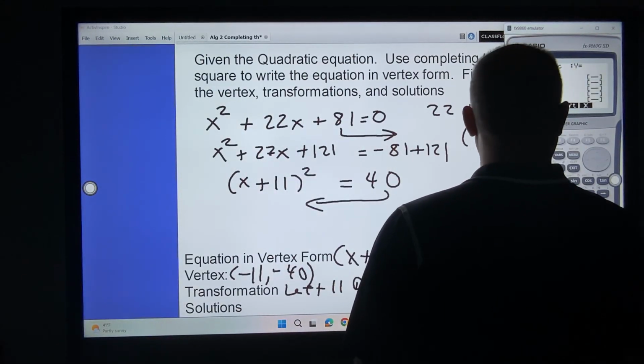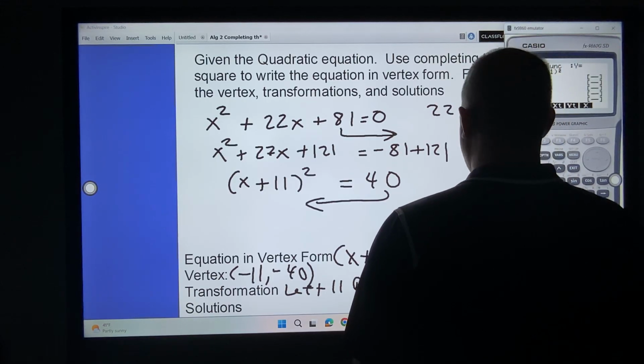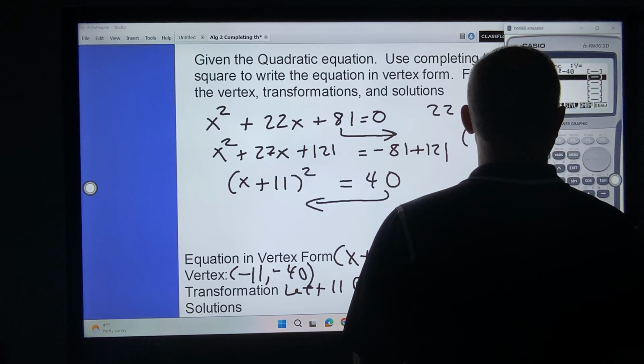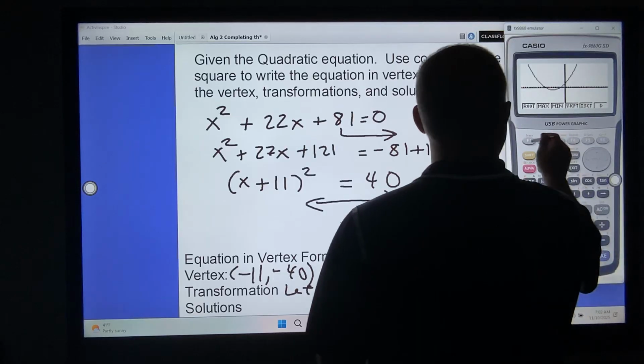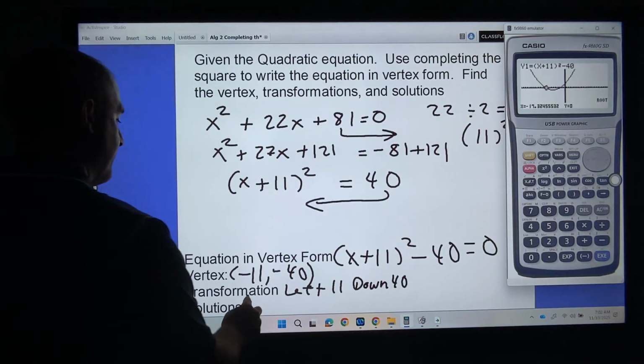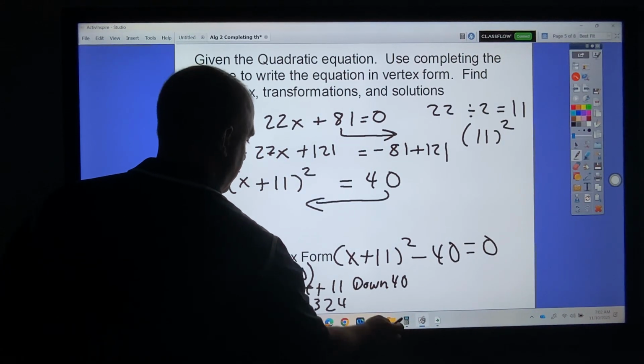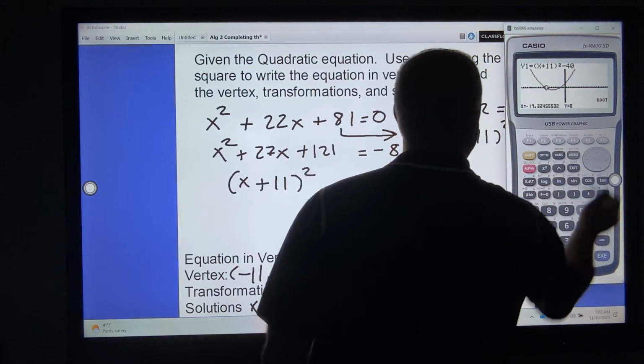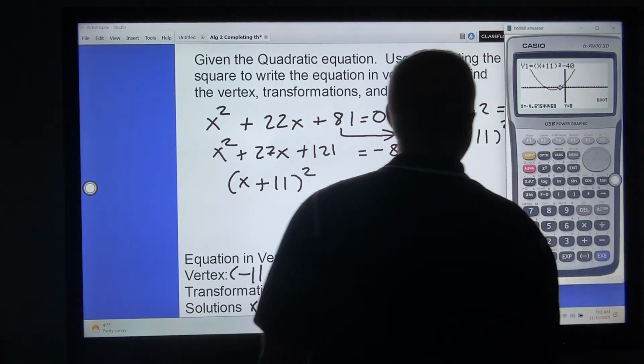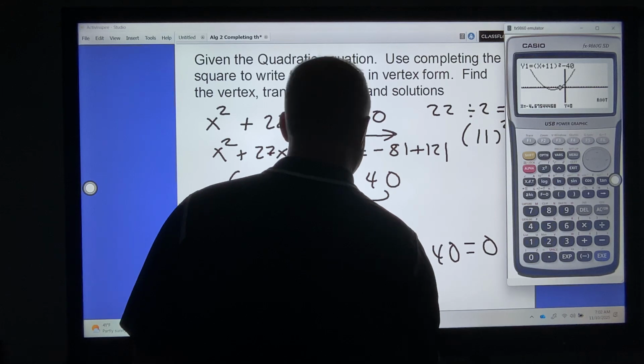So I got x plus 11 squared minus 40. G solve root. x equals negative 17.324. Just write 3 decimal places. Hit over. x equals negative 4.675.